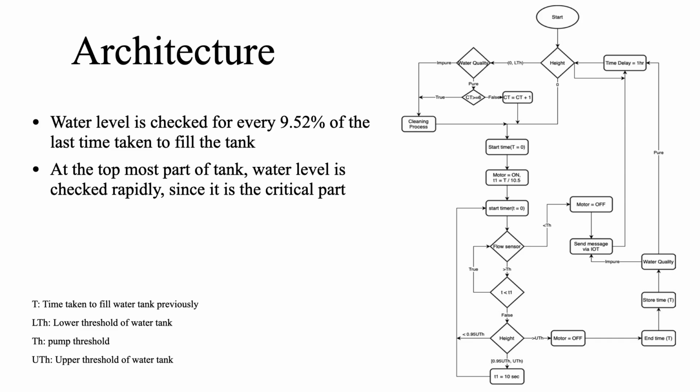Once the water level reaches the upper threshold, the water pump is switched off and the time taken to fill the water tank is stored and used for the next cycle. After storing the value of T, the water quality is checked again, so that if by chance there are any impurities or the water is impure, the user will get to know and may take the corresponding actions.